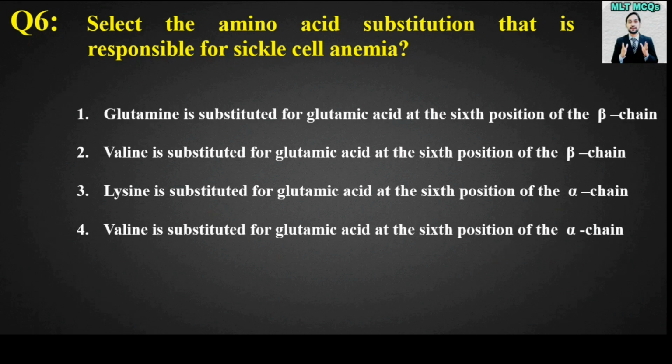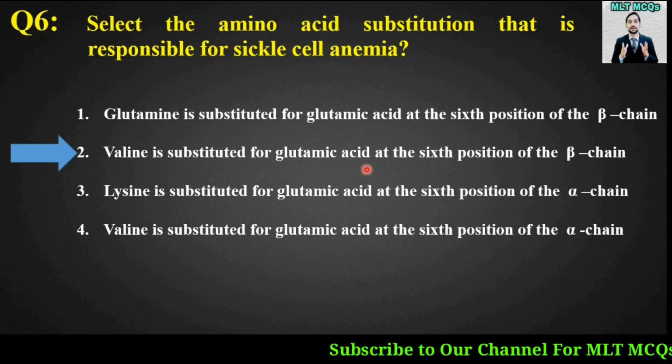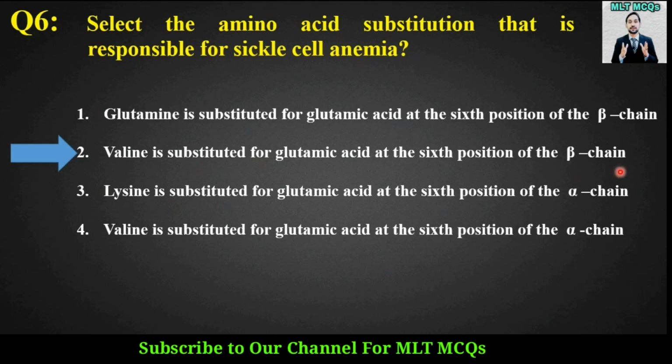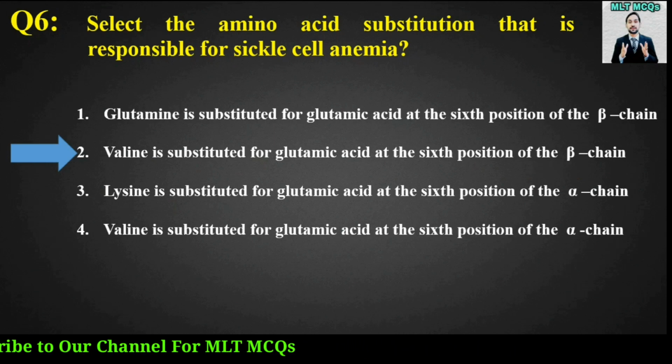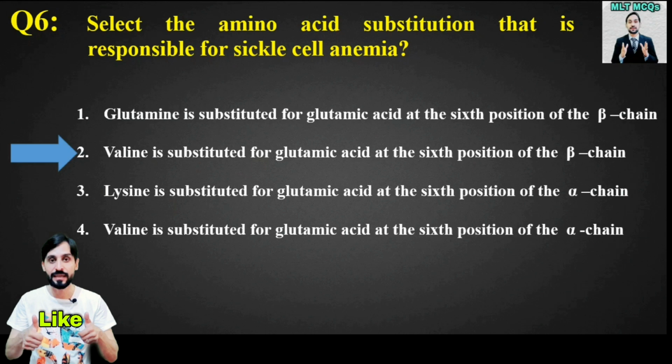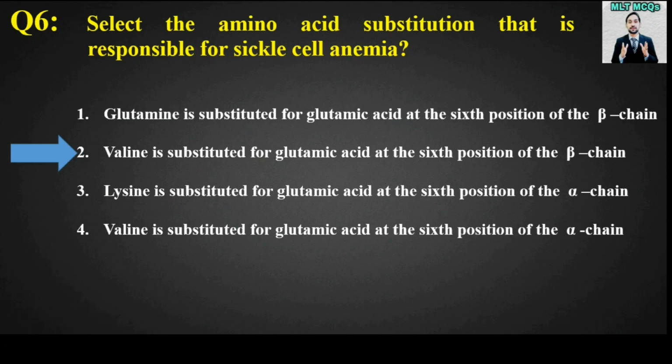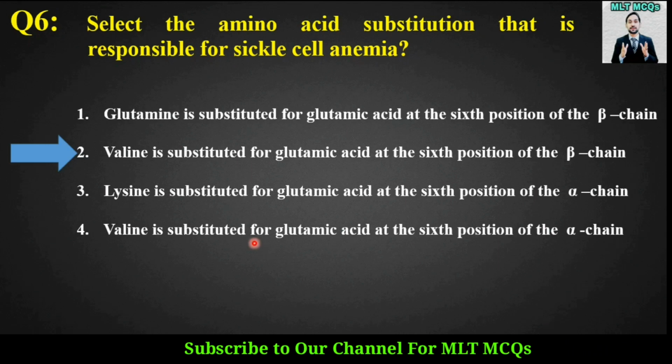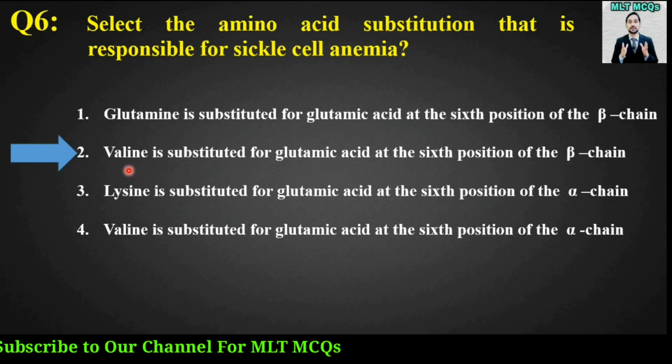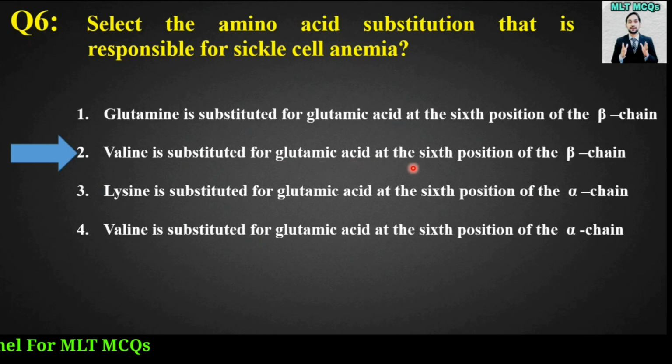And the right option for this MCQ is option number 2. Valine is substituted for glutamic acid at the 6th position of the beta chain. So the structural mutation for hemoglobin S is the substitution of valine for glutamic acid at the 6th position of the beta chain. Because glutamic acid is negatively charged, this decreases its rate of migration towards the anode at pH 8.6. So the right answer for this MCQ is that valine is substituted for glutamic acid at the 6th position of the beta chain.